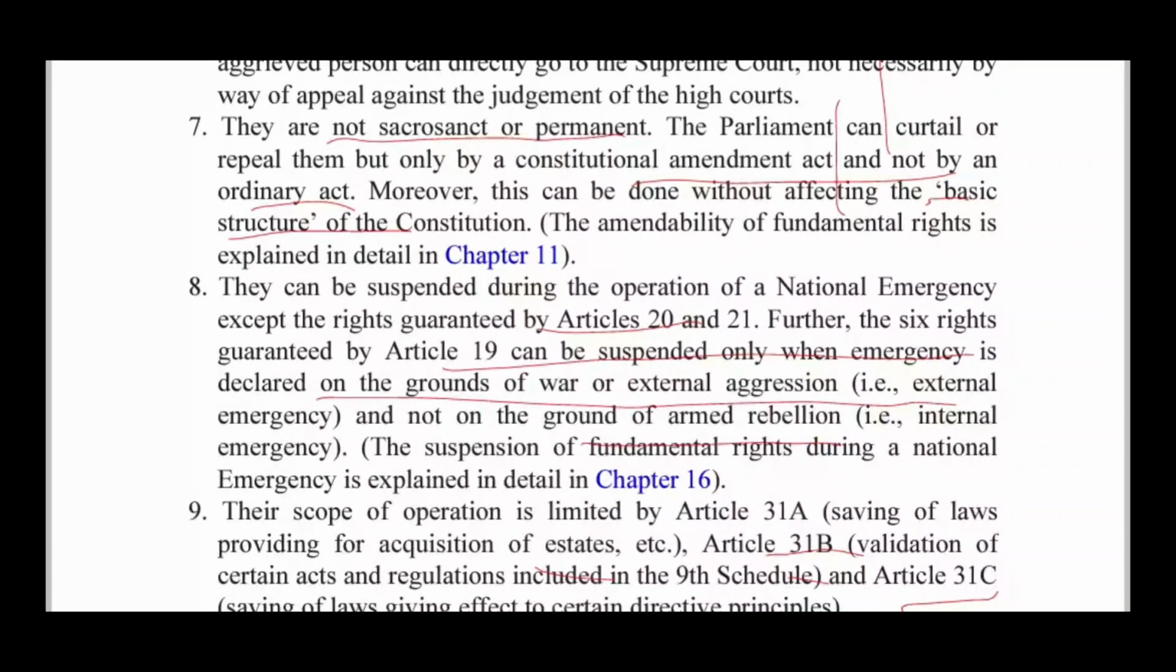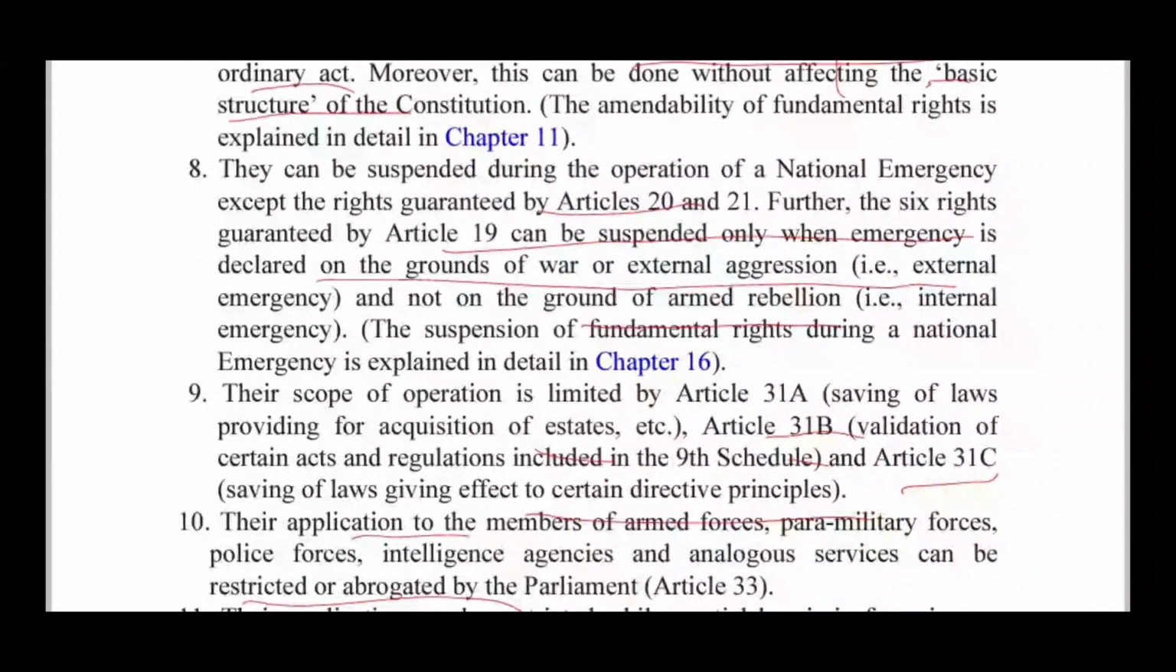Then we will see the 9th feature, which is the limitation on the fundamental rights. The scope of operation is limited by Article 31A, 31B and 31C. So there are some limitations on the fundamental rights. They are given in Article 31A, B, C. 31A is about saving of laws providing for the acquisition of estates. Article 31B is about validation of certain acts and regulations which are included in the 9th Schedule, and Article 31C is saving of laws giving effect to certain directive principles. So in three cases there are some limitations on the fundamental rights. So that is the ninth feature.